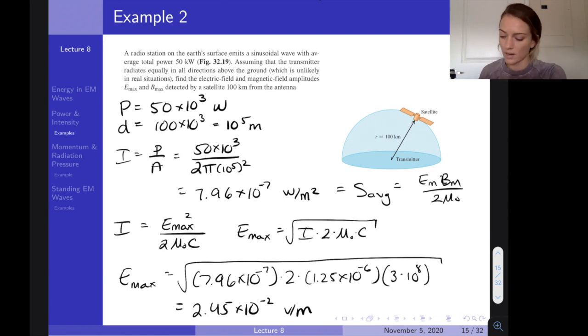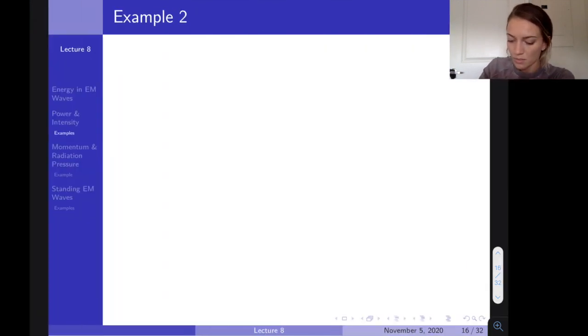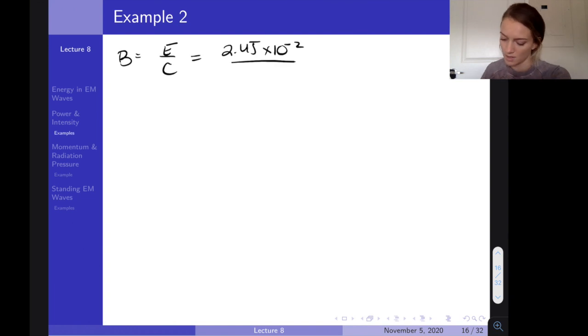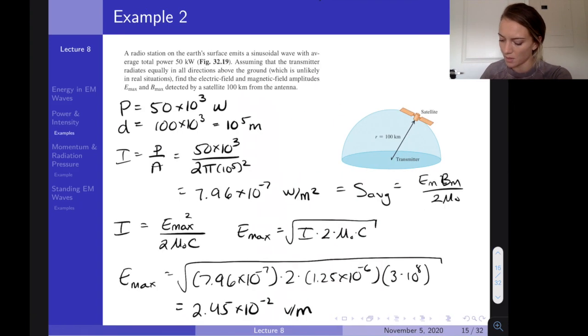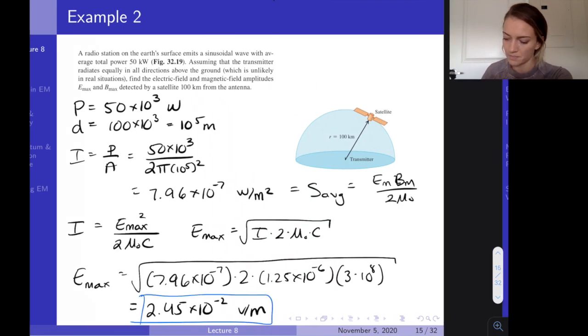And now let's do the magnetic field. B we know is going to be E over c, so we can just take our previous number, 2.45 times 10 to the negative 2, and then divide it by the speed of light. So this will give us 8.17 times 10 to the negative 11 Tesla. So this is our Bmax, and then we had our Emax right here. Okay?